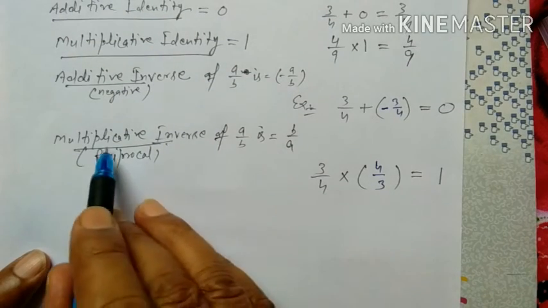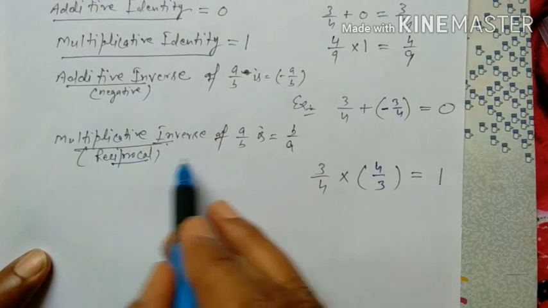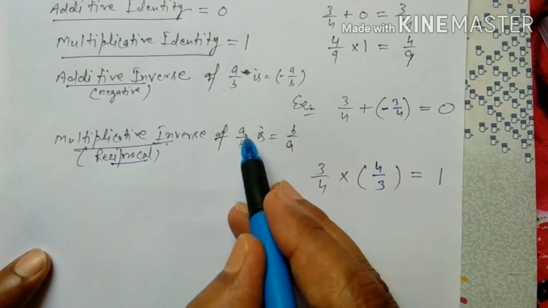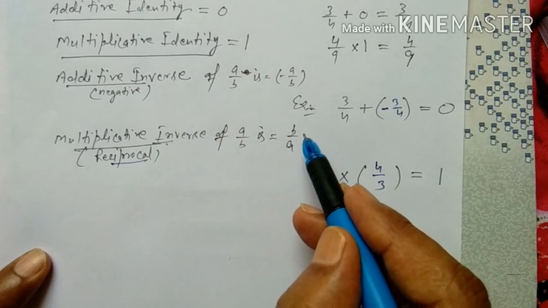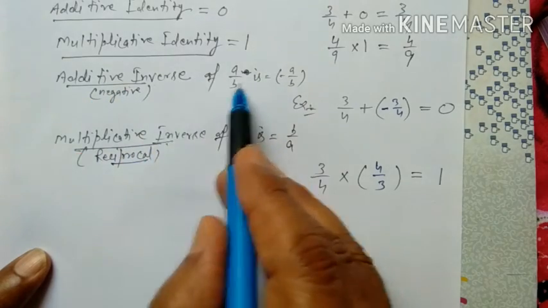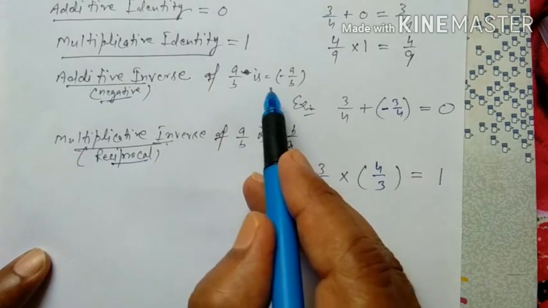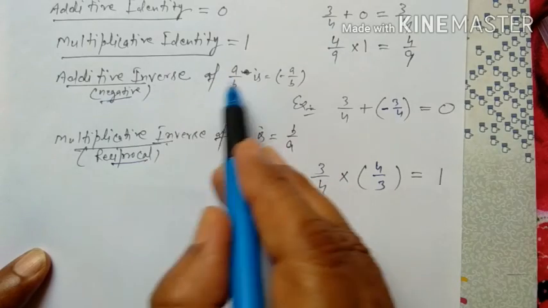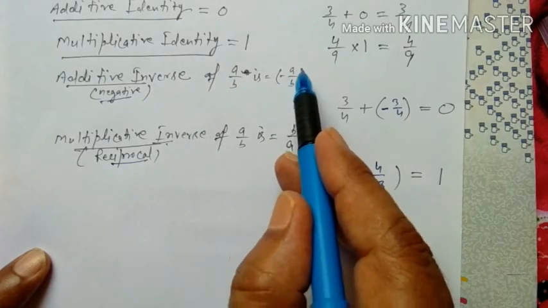So for multiplicative inverse, you will write the reciprocal of the given number: A by B will be B by A. And additive inverse will be the negative: additive inverse of A by B equal to minus A by B.